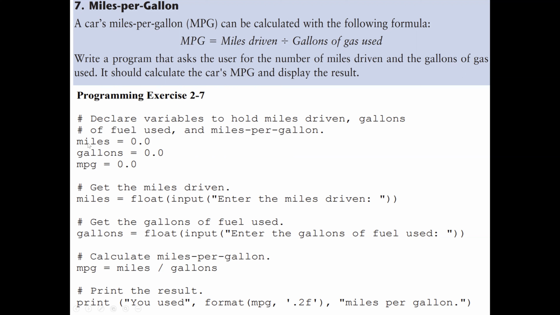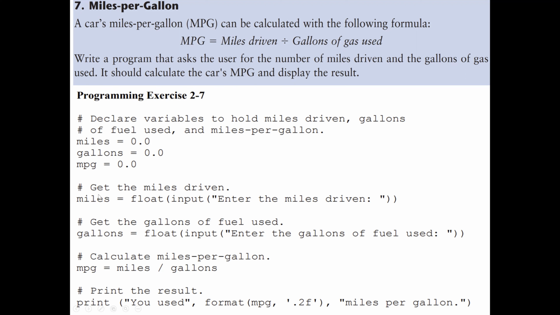So our first variable is miles. We make sure it's empty. So we initialize it to 0.0. Our second variable is gallons. We make sure it's empty also. So we initialize it to 0.0. And then the MPG. MPG is what we are looking for, miles per gallon. So our input will be miles and the number of gallons used. Then we calculate the miles per gallon.